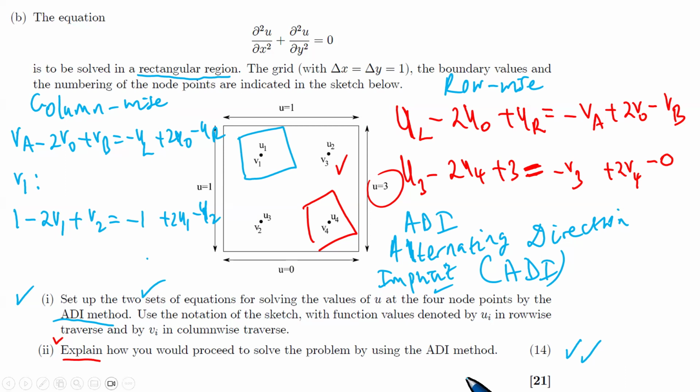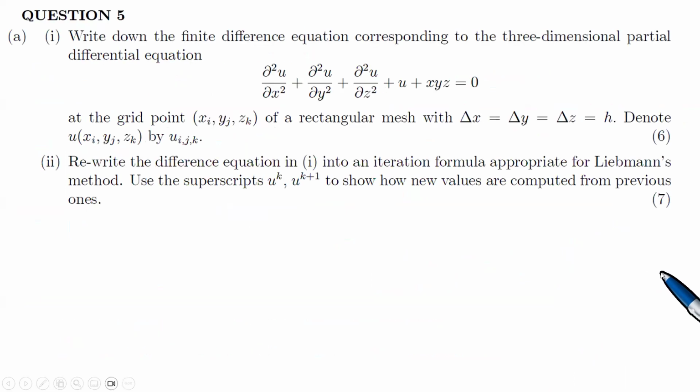I think that at this point, it was very interesting having this discussion here. And we obviously will be continuing our discussion, looking at many problems that pertain to this, both the ADI method, the finite difference method, and other methods like Liebmann's method. Liebmann's method would also be used here, rewriting the difference equation Roman figure 2 into an iteration formula appropriate for Liebmann's method.